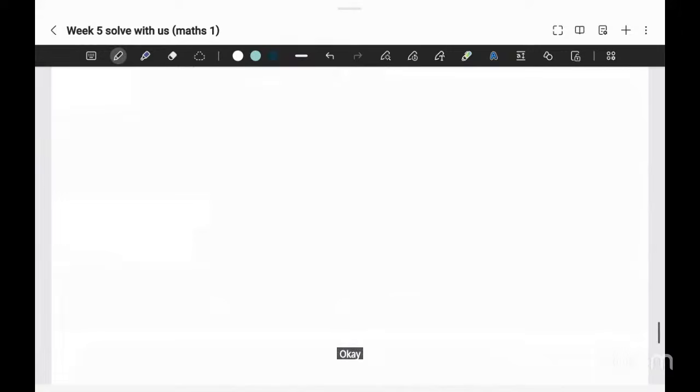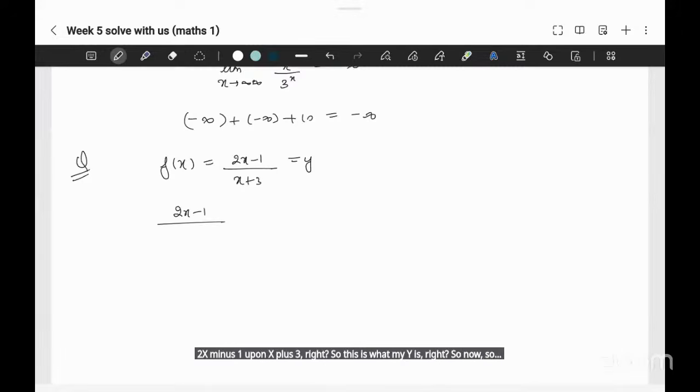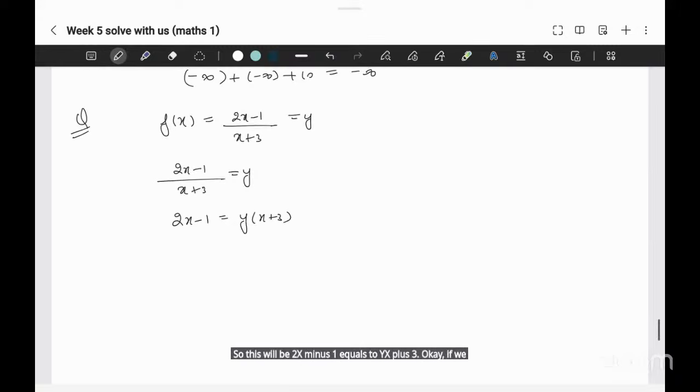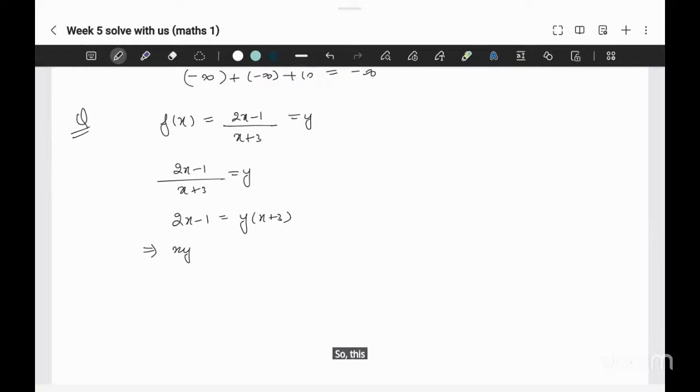Okay, let's solve this. So what is the question? My f of x is basically (2x minus 1) upon (x plus 3), right? So this is what my y is. So (2x minus 1) upon (x plus 3) is equal to y. If we cross multiply, this will be 2x minus 1 equals y times (x plus 3). So this is xy plus 3y equals 2x minus 1.